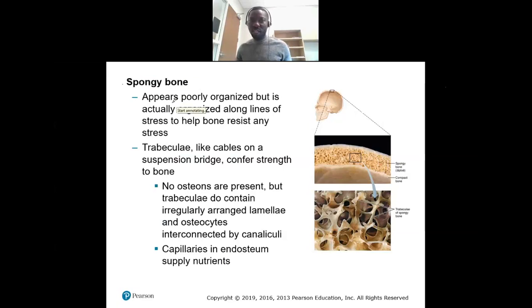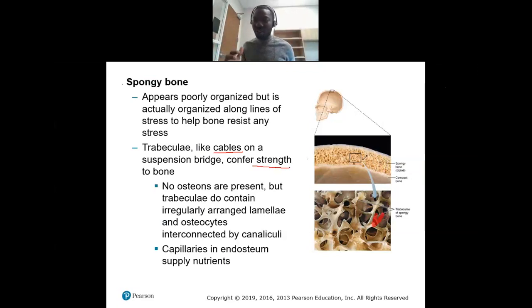Now, when you look at spongy bone, they appear poorly organized, but they are actually organized along lines. The reason we say they appear unorganized is the way the trabecula appears. The trabecula just appear like a network, like a network of fibers. You see, they are like cables, just like network cables. The major thing they do is that they also provide strength to bone. That's what you see in spongy bone.